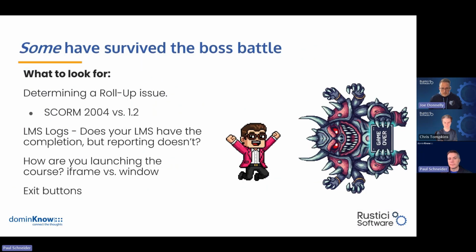So some things to look for when people have survived the boss battle. They have gotten their completion, but others haven't. So roll-up issues. SCORM 1.2, the roll-up is actually taken care of by the LMS. So in that scenario, you likely aren't going to see, hopefully, a ton of SCORM 1.2 issues. SCORM 2004, on the other hand, does require what we'll call a good, clean exit to roll up that completion. In that scenario, you'll want to make sure that people are exiting in a way that the course expects.